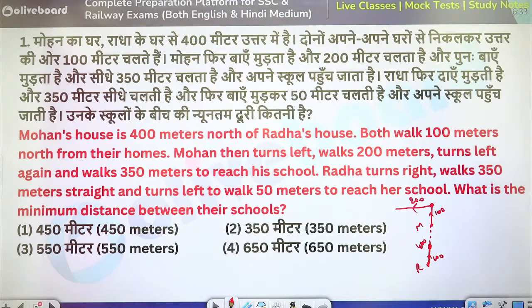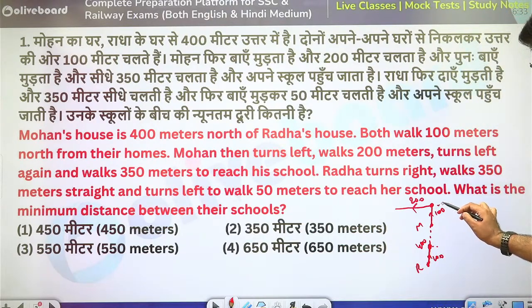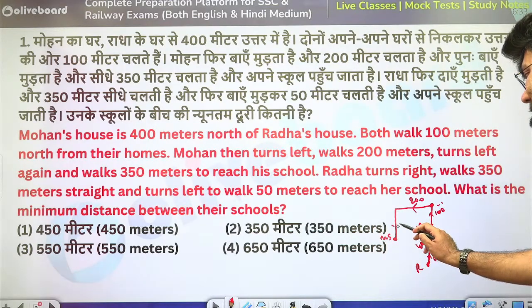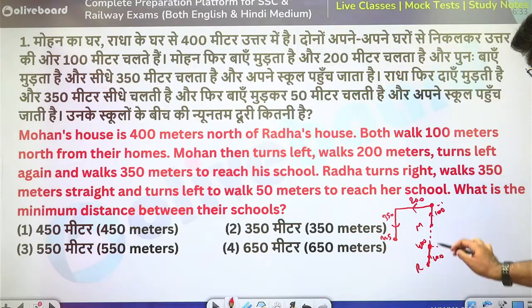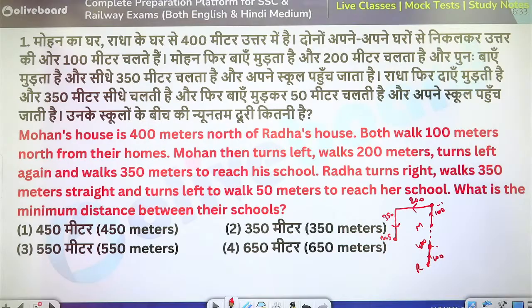Turns left and walks 350 meters. Be careful again. From this point here to this point here, it is 400. So by 350 it is almost coming to this position. This is Mohan's school. This is 350. So 50 is still left from here to Radha's position. 50 meters is left. That is your visualization. What about Radha? Radha turns right and walks 350 meters.